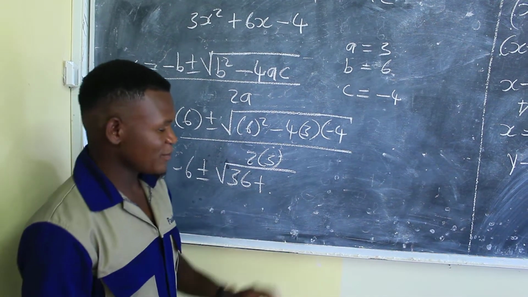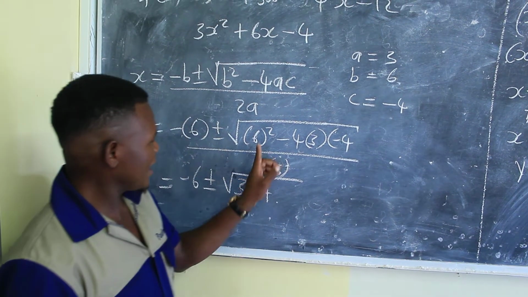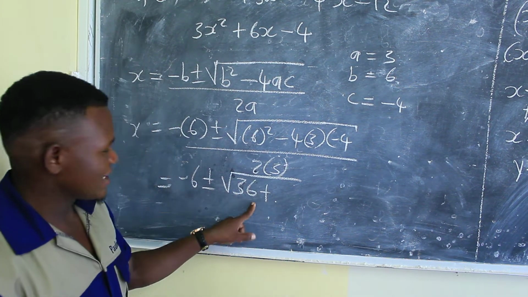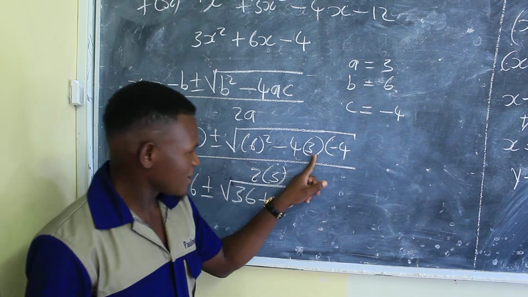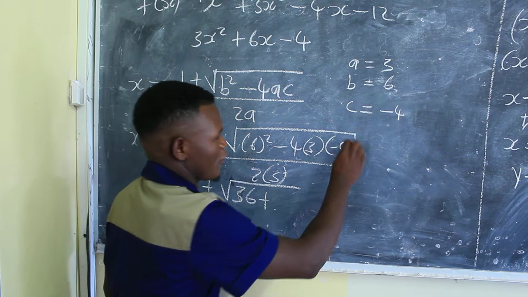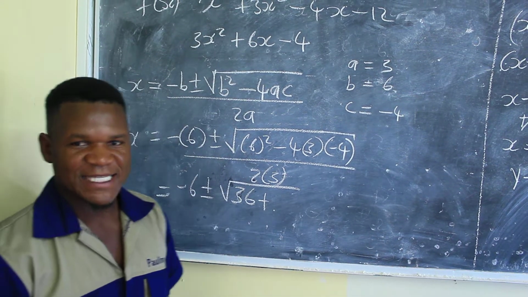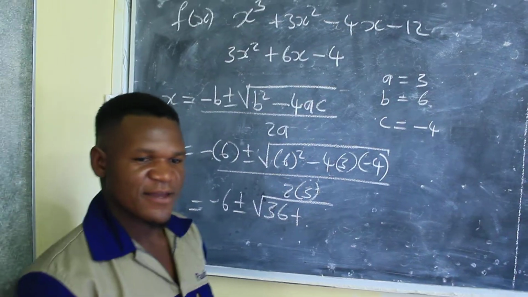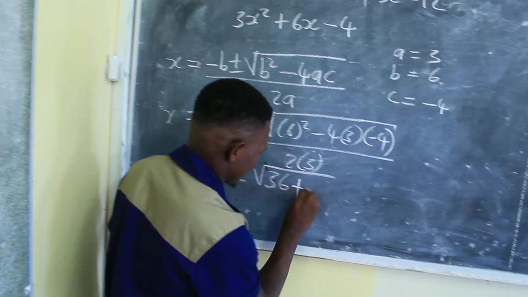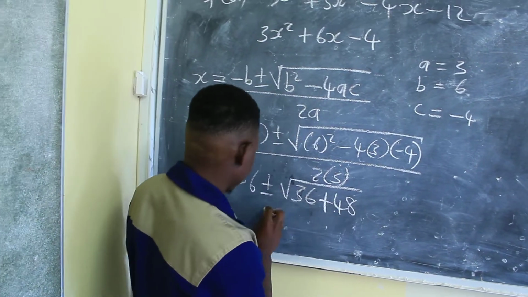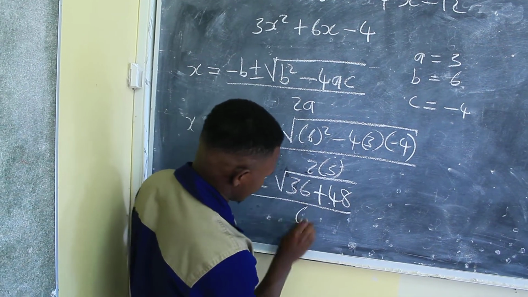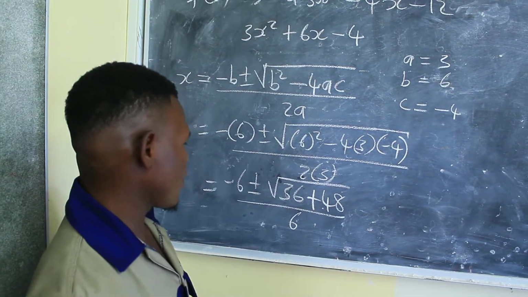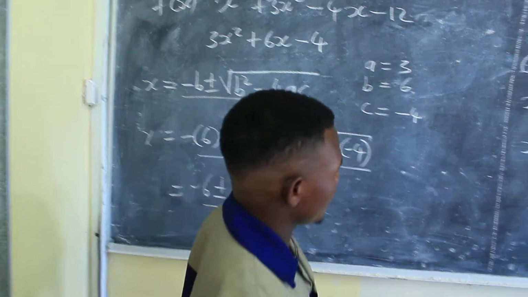The electricity was misbehaving. Now, we say 6 to the power 2 is 36. Now, negative 4 times 3 times negative 4. What is the answer? Positive 48. Positive 48 out of 2 multiplied by 3, which is 6. So out of 6. Okay?